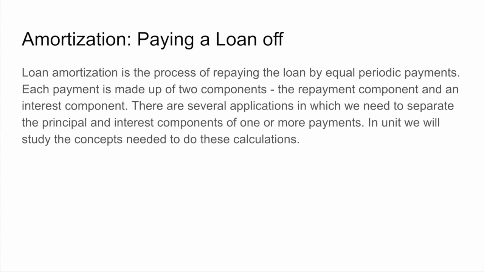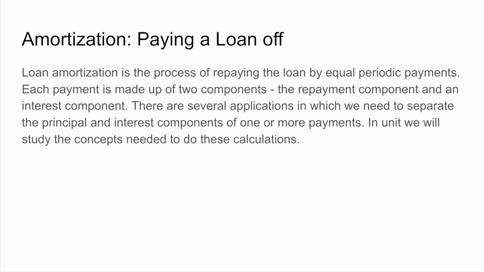The functionality part of the unit deals with paying off loans. So, it's pretty easy to think about, okay, we can go get a loan for $100,000. But how do we figure out what the payment's going to be on it, given an interest rate? How much of that payment is paying down the principal and how much is paying interest?